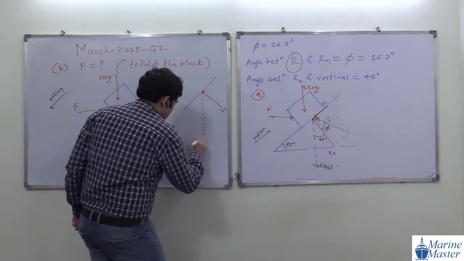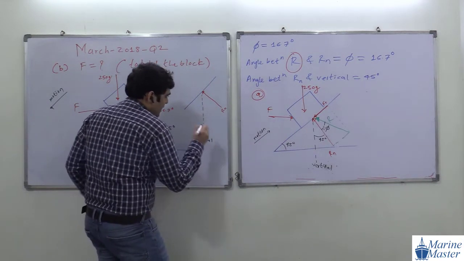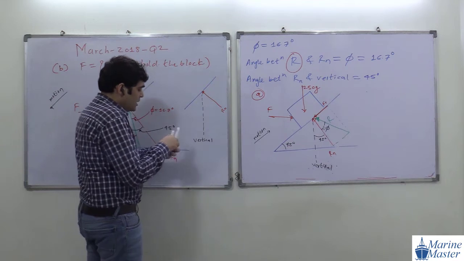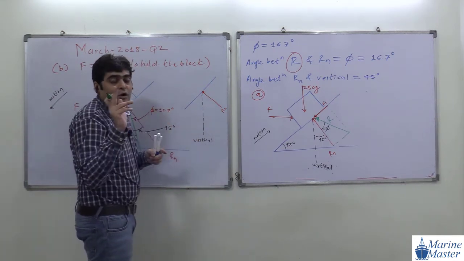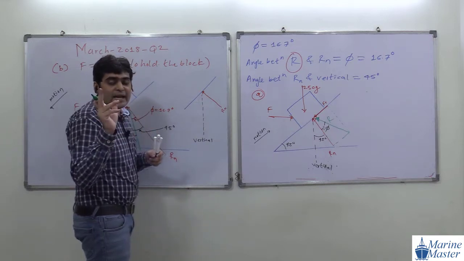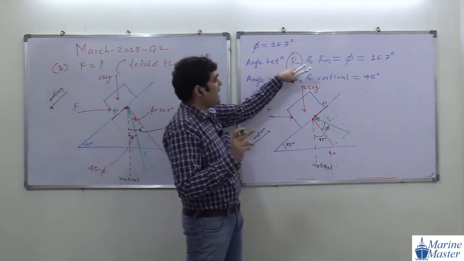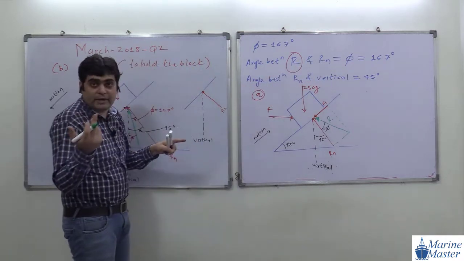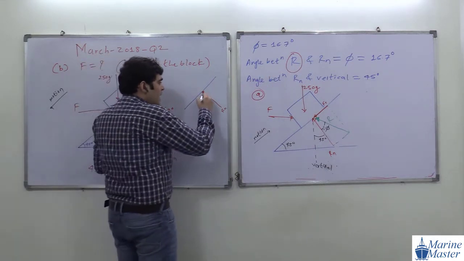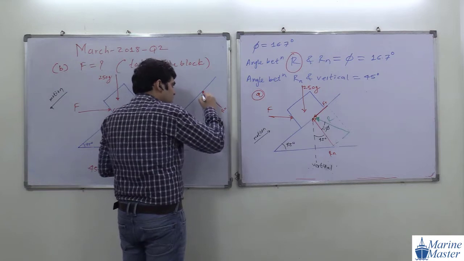Vertical line. Okay. But here in this scenario, what is the angle between R and Rn? The angle between R and Rn is phi. And in this scenario, phi is less than 45 degrees. So that's why our R must be like this only in this scenario.